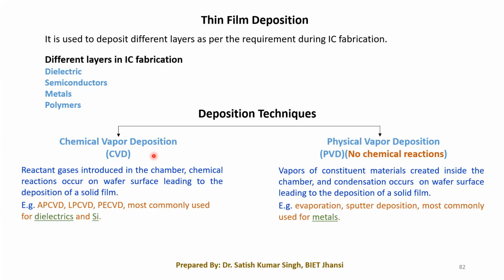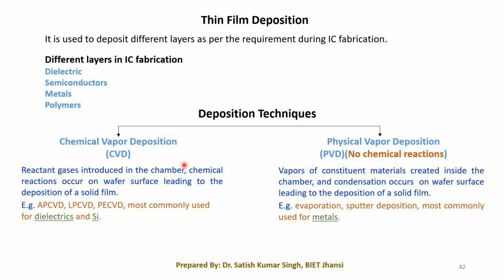What we mean to say is, in chemical vapor deposition, as I have already written here, the reactant gases are introduced into a chamber, and a chemical reaction occurs on the wafer surface, leading to the deposition of a solid film. If we compare this with physical vapor deposition, in physical vapor deposition there are no chemical reactions. Only the vapors of the constituent material will be sent inside a chamber, and after condensation, it will get deposited over the particular layer.